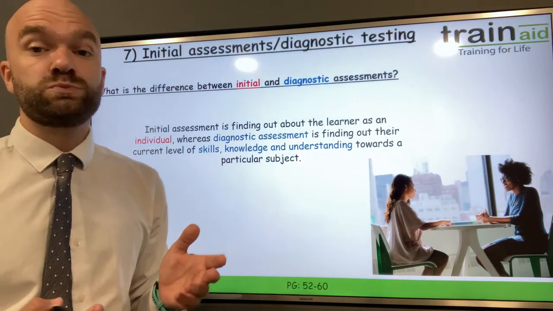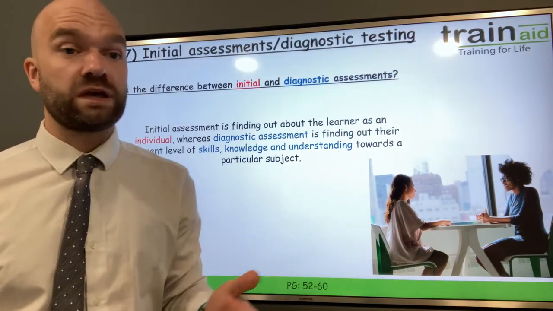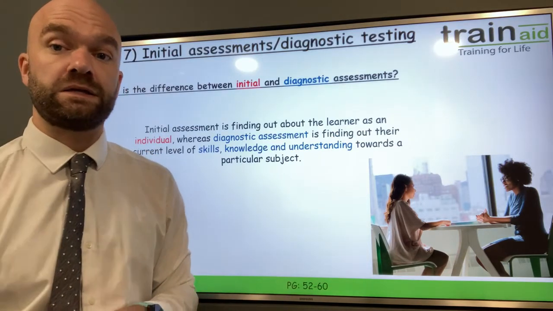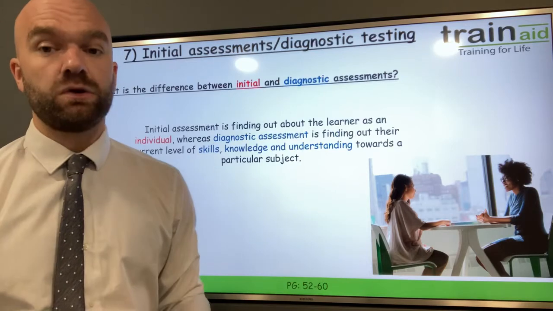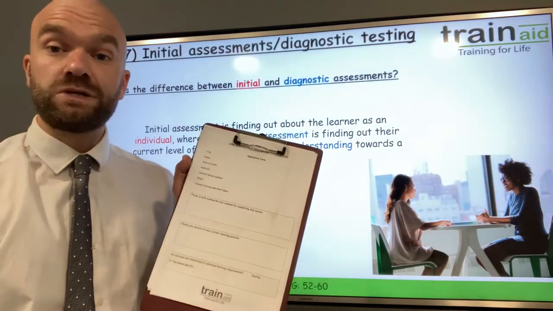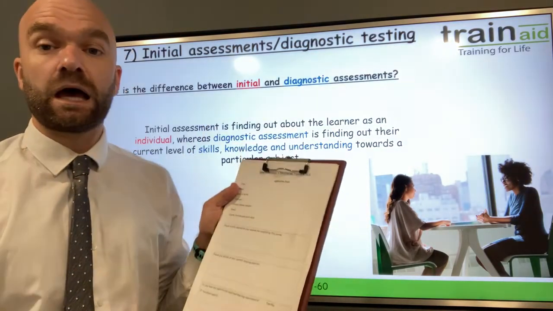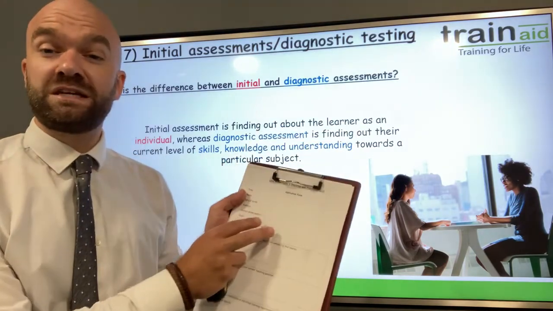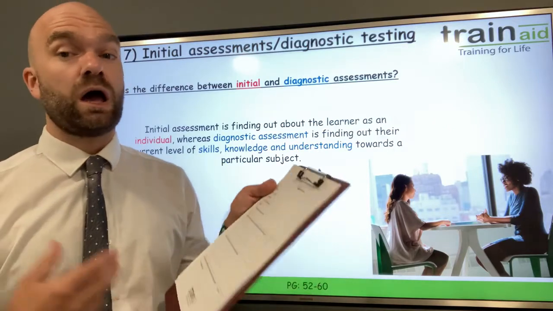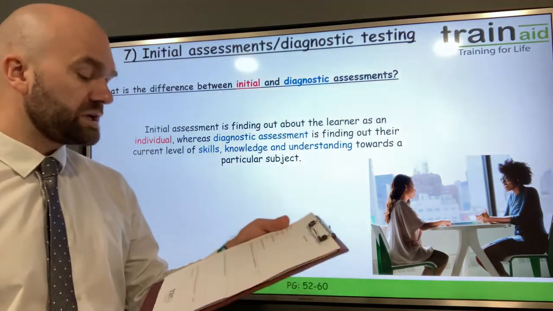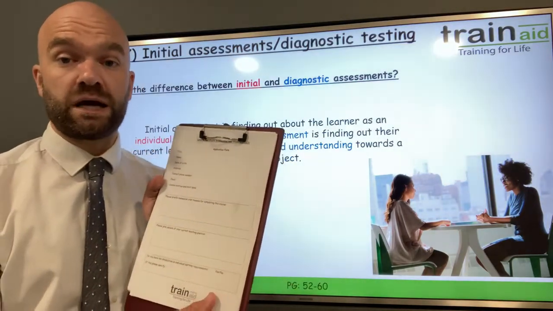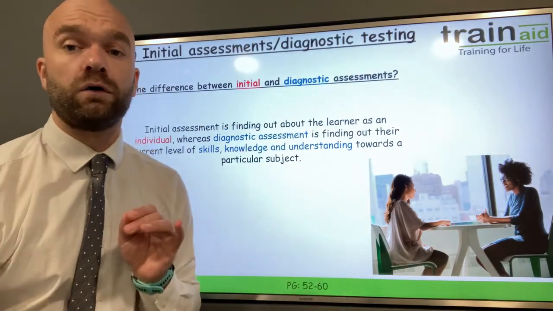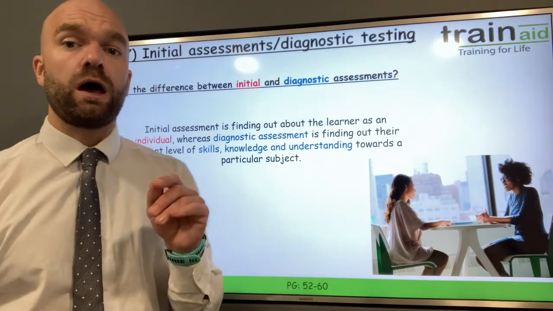For example, icebreakers at the start of a course or qualification is a fantastic way to find out a little bit more about candidates as well. Here at TrainAid, we also have a course application form. This is a fantastic application form as we find out a little bit more about the learner's details, their teaching role, why they are attending the course, and also any learning requirements as well. So an application form is a great example of an initial assessment.